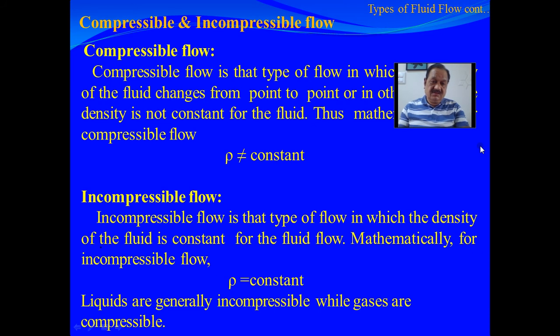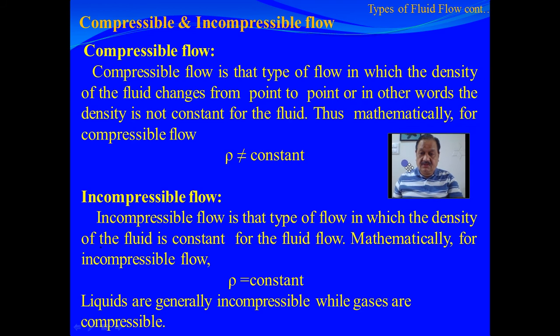Then the next classification of flow is compressible and incompressible flow. Compressible flow is that type of flow in which the density of the fluid, rho or gamma, changes from point to point, or in other words, the density is not constant for the fluid. Thus mathematically for compressible flow, rho is not equal to constant.